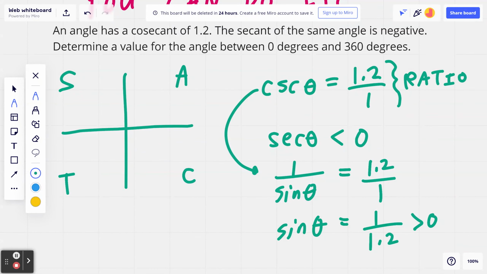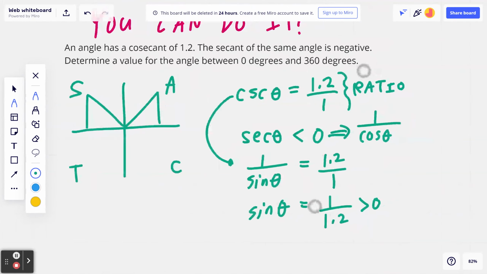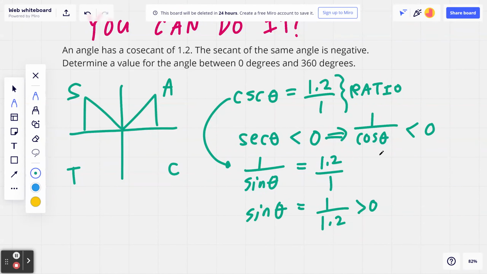So at first, you look at this and you say, oh, sine theta is positive. It could be in quadrants 1 and 2. But because of this second given, secant theta is negative. Again, secant theta means 1 divided by cosine, which means if secant theta is negative, cosine theta is negative. So let's write that down. 1 divided by cosine theta must be negative. This implies cosine theta must be negative.